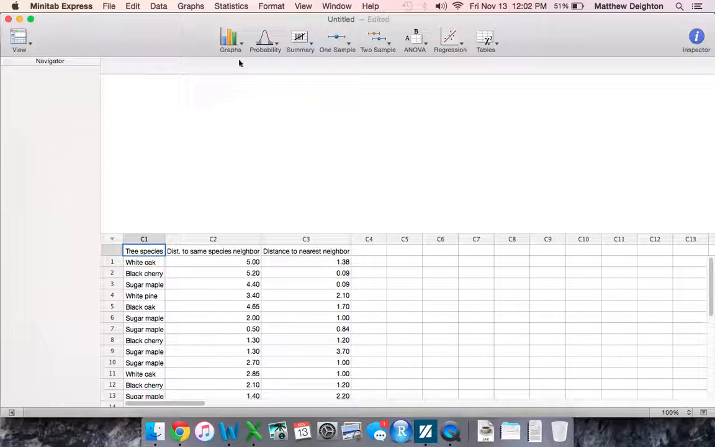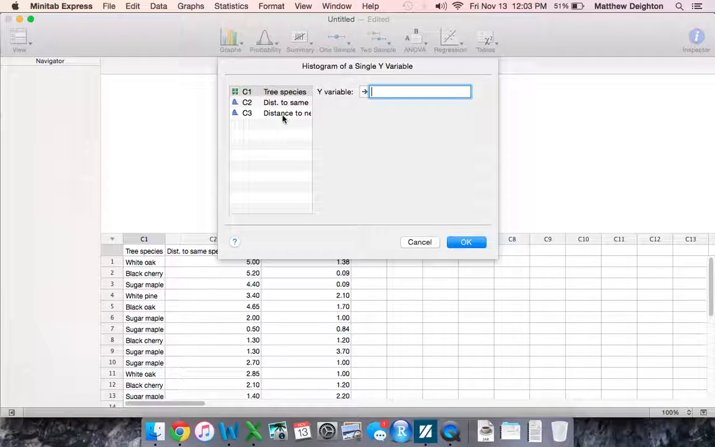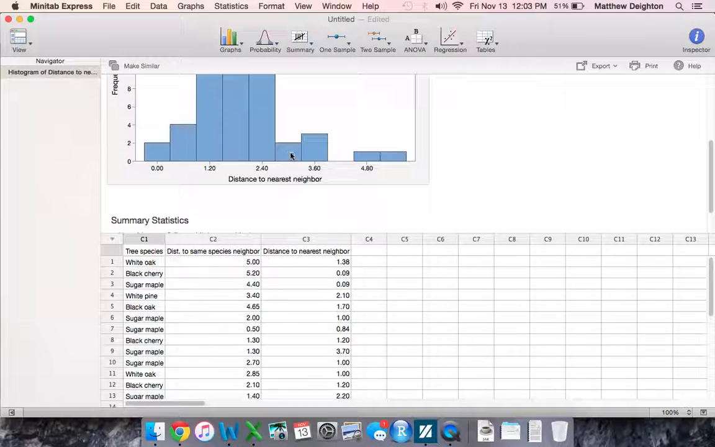And then we simply go to Graphs, Histogram. Now the first thing we're going to investigate is what is the dispersion of trees in the forest as a whole, regardless of species. So we're not really interested in distance to the same species neighbor. We're interested in this case in just general distance to general neighbor. So we'll go to a simple histogram with a single y variable. Again, this is distance to nearest neighbor in general. We'll double click that. And now we have a histogram.